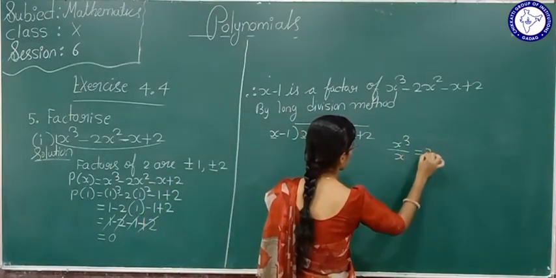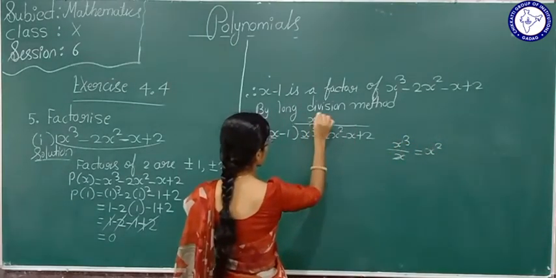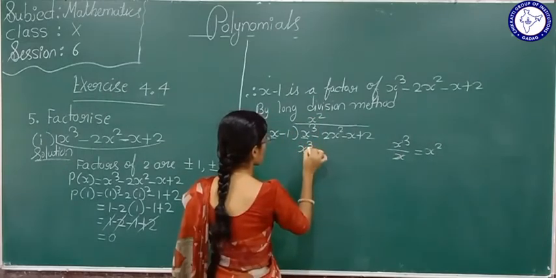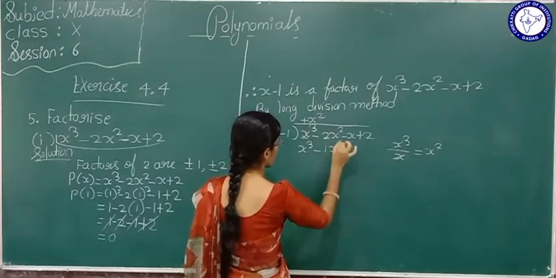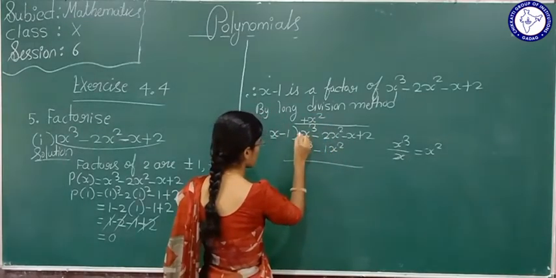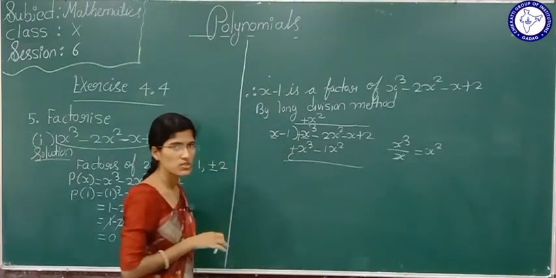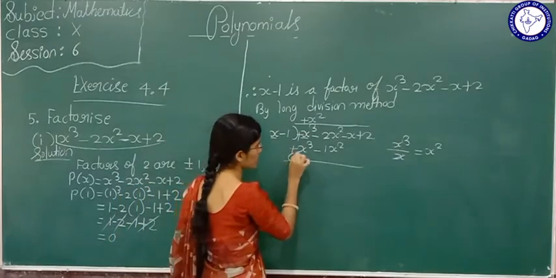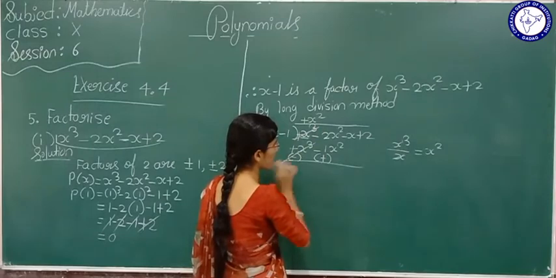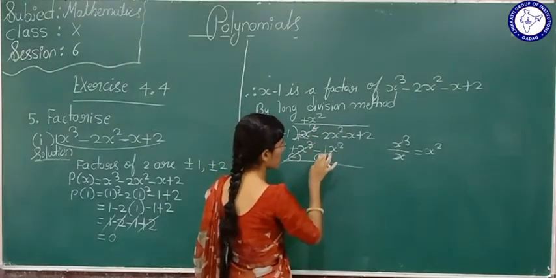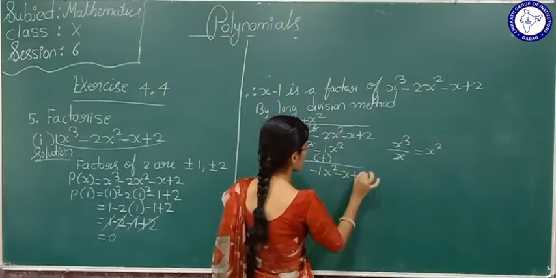Now take the first term of the dividend and the first term of the divisor, that is x cube by x. It will be x square. Write here x square. x square into x is x cube, x square into minus 1 is minus 1x square. Now change the sign, because we have to subtract. Plus x cube minus x cube gets cancelled. What is minus 2x square plus 1x square? It will be minus 1x square, minus x plus 2.